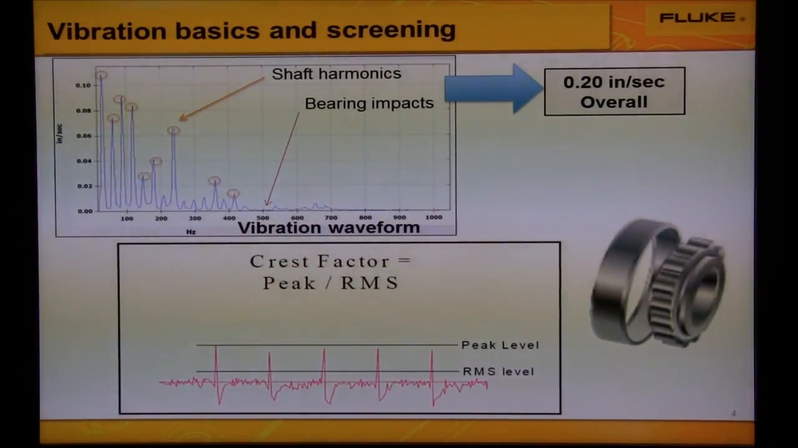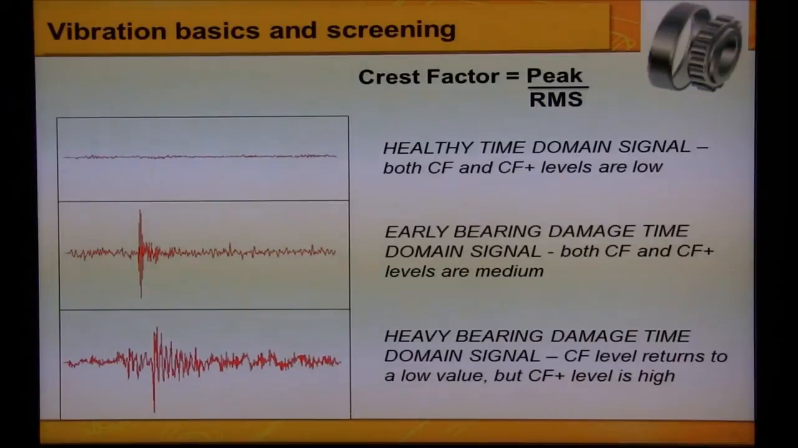See the graph at the bottom. In an effort to better identify early signs of bearing damage, some analysts began using Crest Factor, which is the ratio of peak over RMS of a time domain. RMS is root mean squared. Crest Factor is very good for identifying early signs of bearing wear. See how the peaks from the bearing impact stand out from the noise floor in the middle graph.